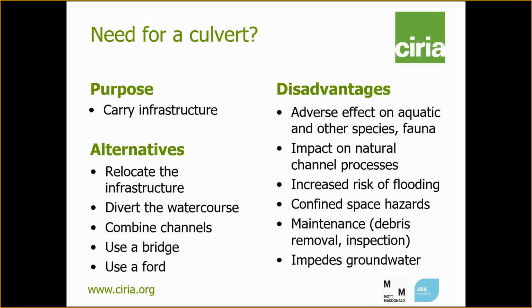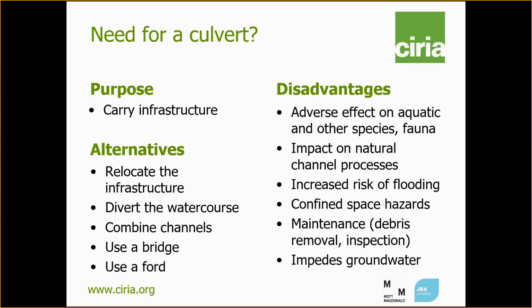So in terms of the need for a culvert, the manual is very explicit in saying that we should be avoiding culverts if there are viable alternatives, but accepts there will be some cases where the culvert is the best solution, and that would be for carrying infrastructure over a watercourse, where the other alternatives, such as relocating that infrastructure somewhere else, diverting the watercourse, say combining river channels, so instead of having 3 culvert openings, you can have 1, using a bridge or using a ford as another means of getting the infrastructure over the river.